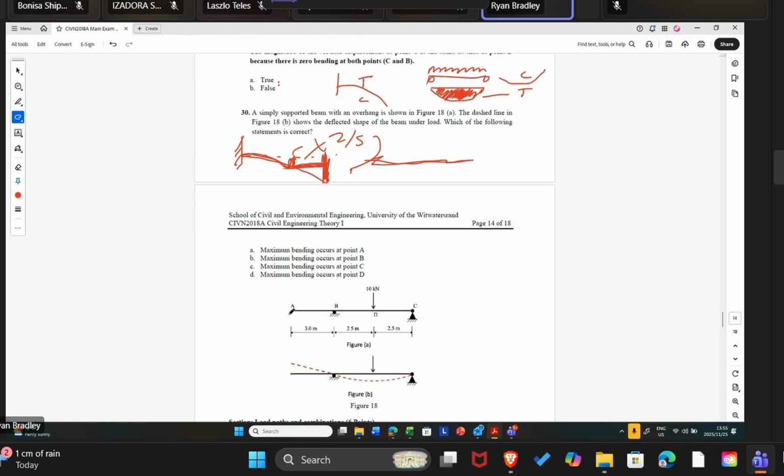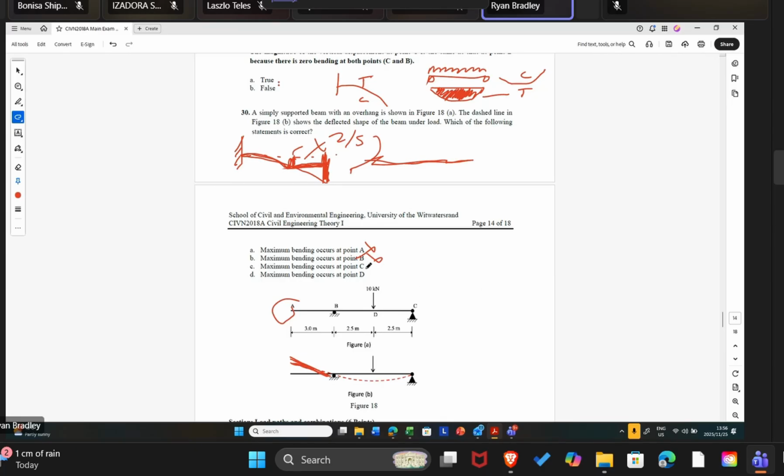Maximum bending occurs at point A. No, there's no bending at point A. This is a straight line. Take your ruler, put it on two pencils, push down in the center. This will lift up, but this portion is not going to bend. This is a dead straight line over here. Maximum bending occurs at point B. Incorrect. There's zero bending here and zero bending here. Only bending is going to occur between point B and C.